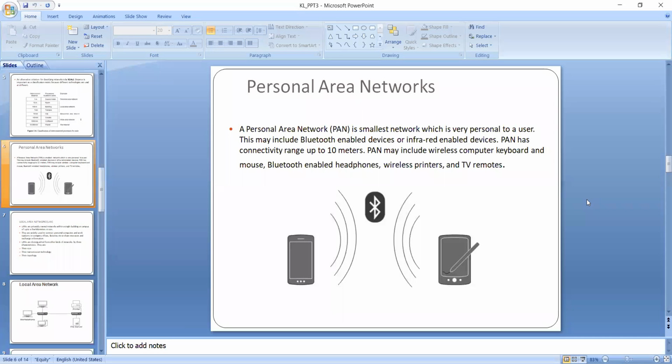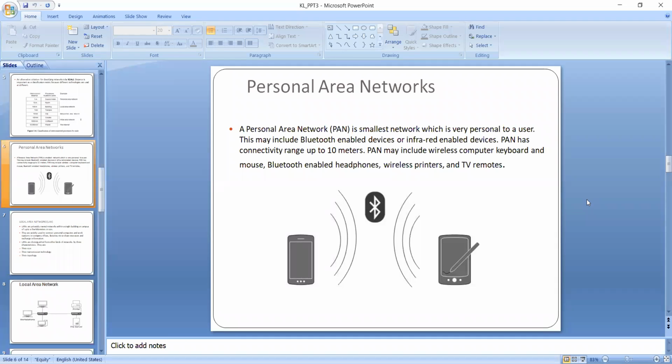A personal area network, PAN, is the smallest network which is very personal to a user. This may include Bluetooth enabled devices or infrared enabled devices. PAN has a connectivity range up to 10 meters. PAN may include wireless computer keyboard and mouse, Bluetooth enabled headphones, wireless printers, and TV remotes. Okay, now I will explain.